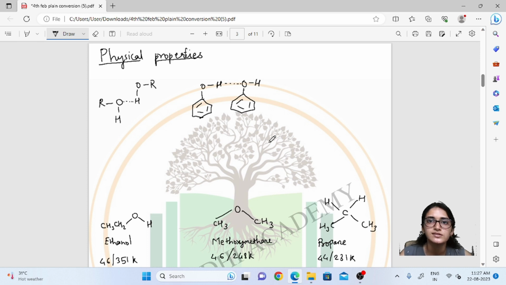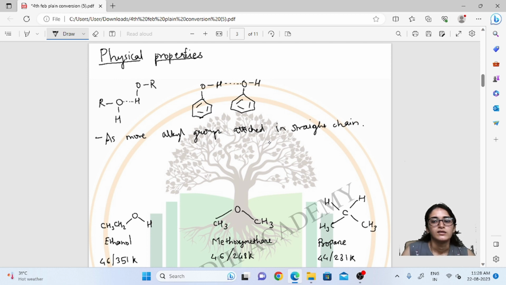In that chapter we had studied that as you increase the molecular mass, the boiling point will increase, or as more and more alkyl groups are attached to the alcohol, the boiling point will increase. Okay, so as more alkyl groups are attached or more and more groups are attached, the boiling point will increase. And that should be mostly preferred in a straight chain. Okay, then the boiling point will increase.